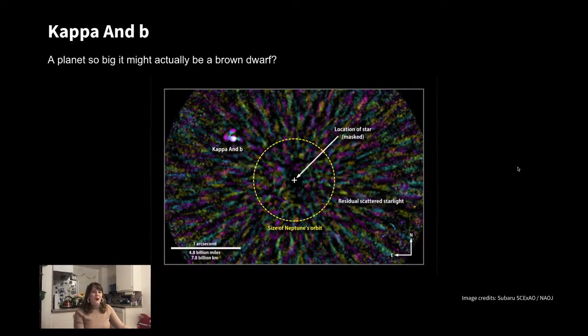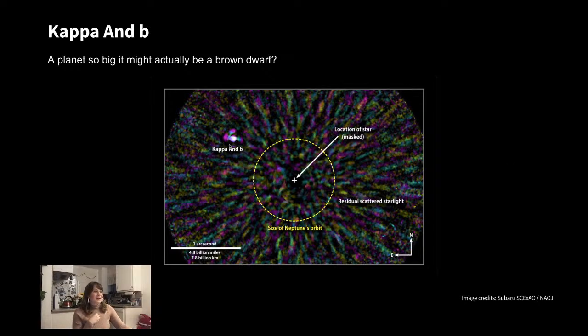All right, next tour stop is Kappa Andromedae b. So it's a planet so big it might actually be a brown dwarf. It's estimated to be about 13 times the mass of Jupiter, which is pretty much what we consider the borderline between a brown dwarf and a planet. So this one is right on that borderline, and we're still trying to figure out exactly where it lands.